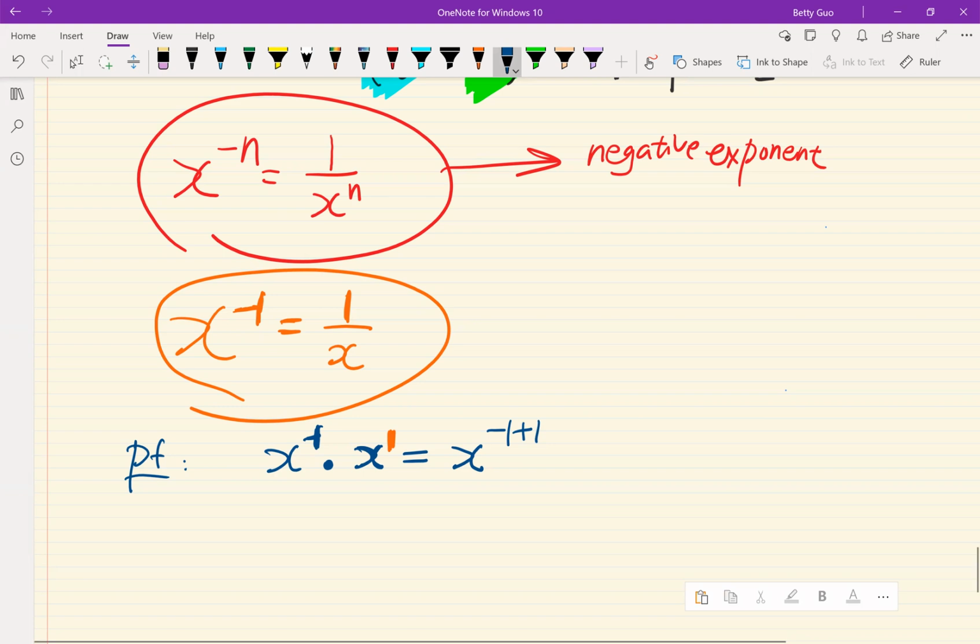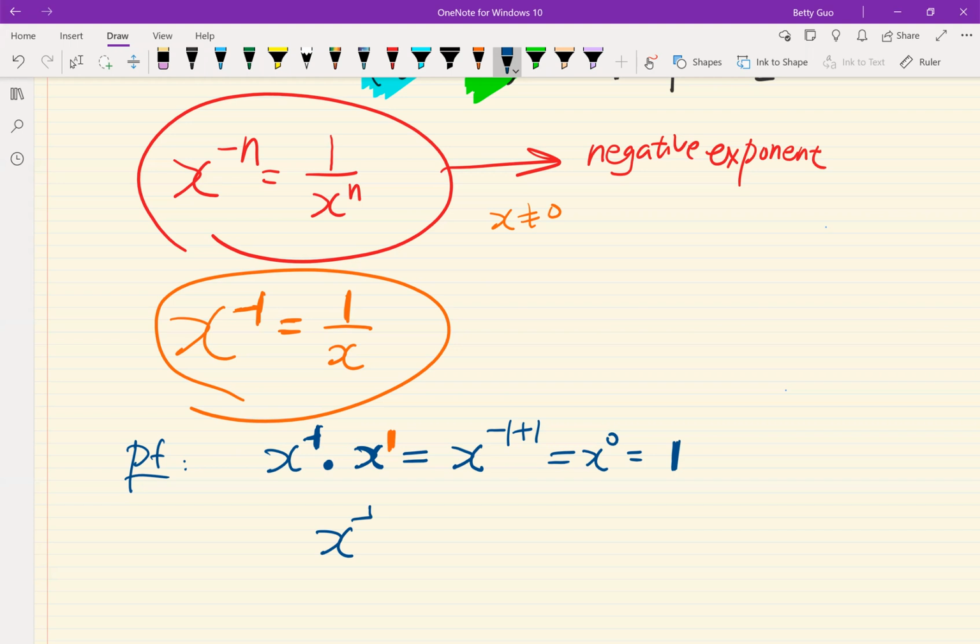What is x to the power of 0? Here, x is non-zero, by the way. And what is x to the power of 0? 1. Okay, very good. So we have x to the power of negative 1 times x equals 1.